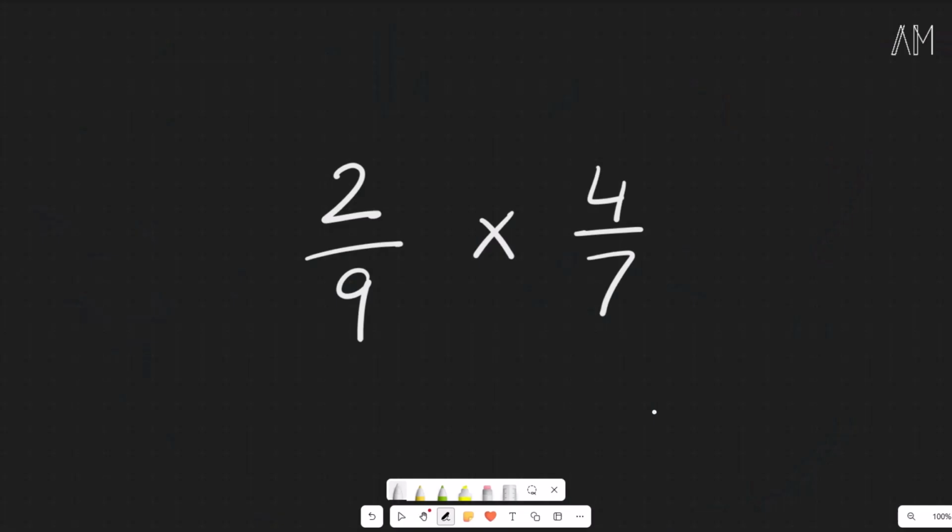Hello everyone. In this video we are going to learn how to multiply fractions by simply following the step of up by up and down by down. Let's see how we can apply it.